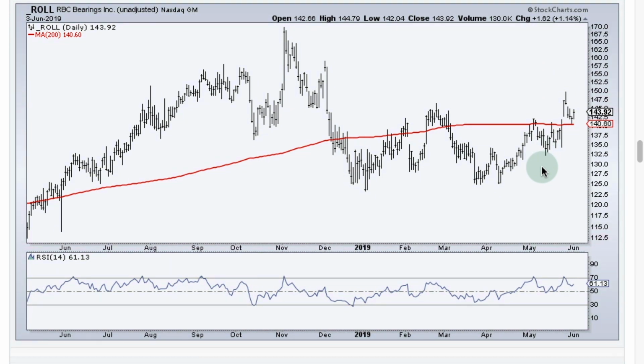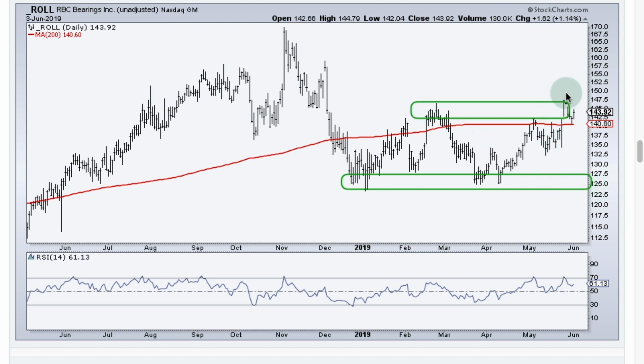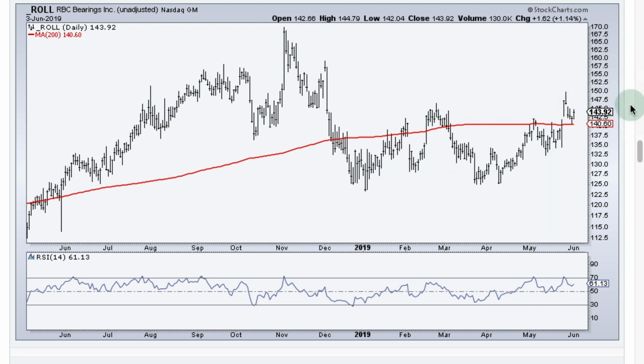Next up is RBC Bearings, again, part of the defense group. And what I'm noticing here is first a lot of support in that 125 area. And there's your resistance zone. And we got that big surge. And what's even more impressive is if you look at that price action in May, it was moving higher in May when the market was moving lower. So that's a lot of relative and absolute strength. And so now this stock is just above its 200-day. And I think this relative strength could lead to more absolute strength.